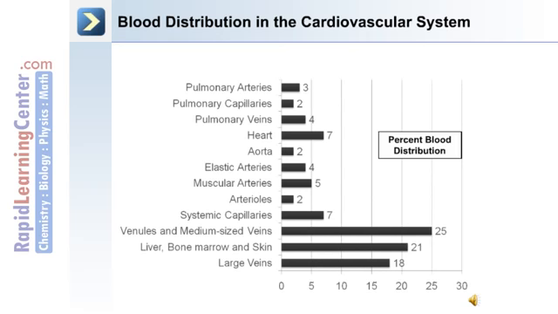The following graph depicts the percent blood distribution in the cardiovascular system. The largest percent distribution is in the venules and medium-sized veins. This is closely followed by the liver, bone marrow and skin, and the large veins of the body. The least is in the pulmonary capillaries, the aorta, and the arterioles.